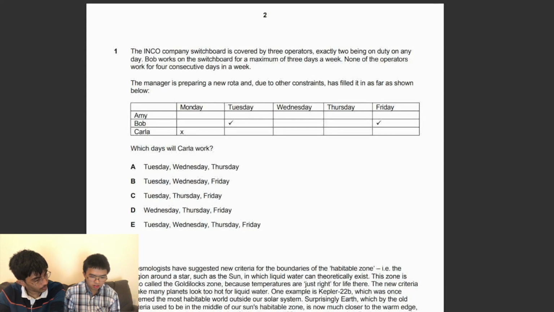So there's 3 operators, exactly 2 being on duty any day. Bob works for a maximum of 3 days a week. None of the officers work for 4 consecutive days a week. So we're trying to work out which days Carla will work.